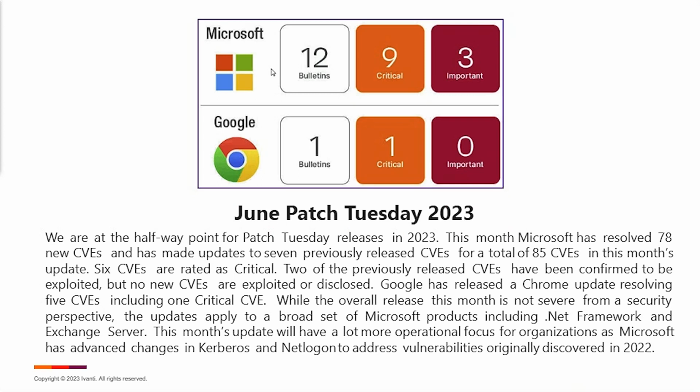With that, yesterday's update, the main things that we're tracking and going to talk about here today. We had 12 bulletins, 9 of which were critical, 3 important from Microsoft. They had their normal kind of 10 that include the OS, Office, and things like that. They also had .NET and an Exchange update. So we're going to talk about a few of those things as well.